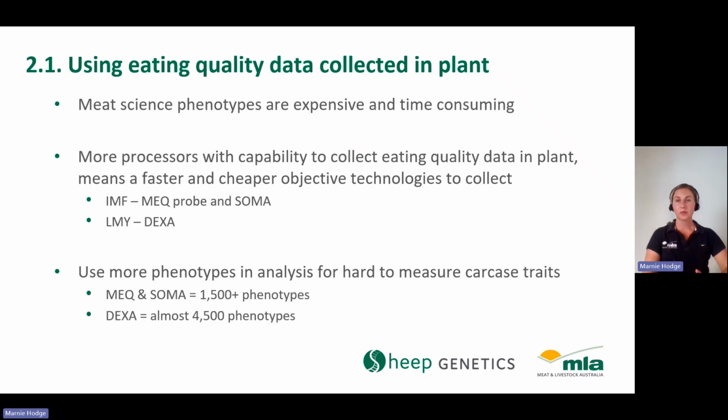So we have two data types that are being collected in plant at the moment, which is IMF or intramuscular fat and lean meat yield. And this can be collected via an MEQ probe or SOMA device for IMF or via a DEXA machine for lean meat yield. So as of the 15th of May, analyses runs for Land Plan and the 21st of May runs for Merino Select, we'll be having about 1,500 phenotypes for IMF added into the analysis, as well as about 4,500 phenotypes for lean meat yield added into the analysis.